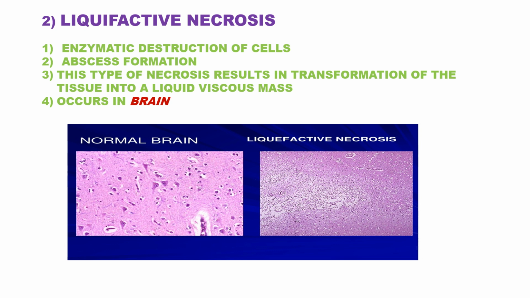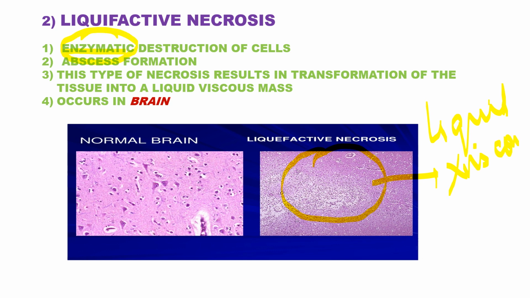Can you appreciate this tissue? Can you find out which tissue this is? No, you cannot identify which tissue this is. That means the entire tissue has been transformed into a liquid viscous mass by the enzymatic destruction. These enzymes were denatured in coagulative necrosis, but here they are causing the complete transformation of the tissue into a liquid viscous mass, and it occurs in case of ischemia of brain, because in brain coagulative necrosis does not occur.